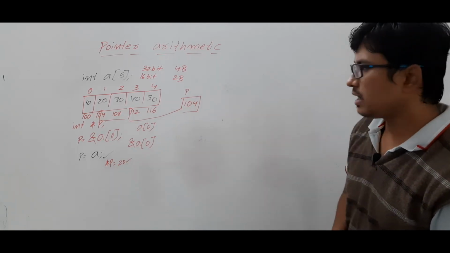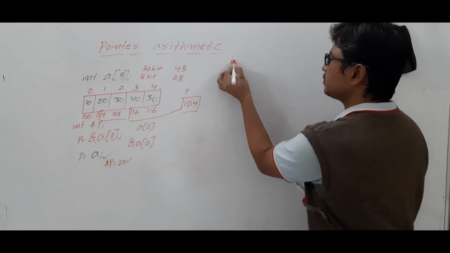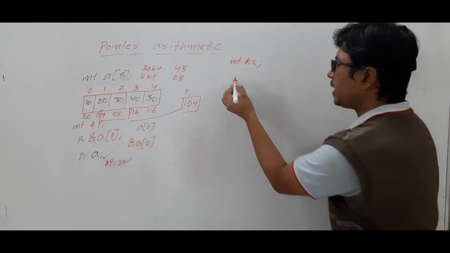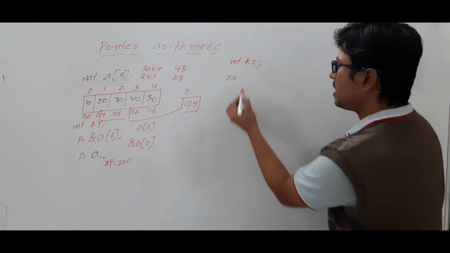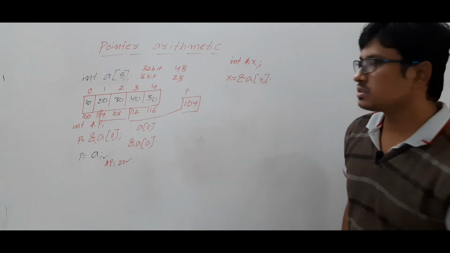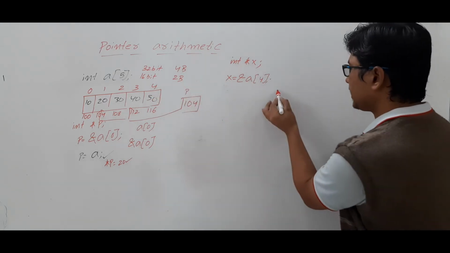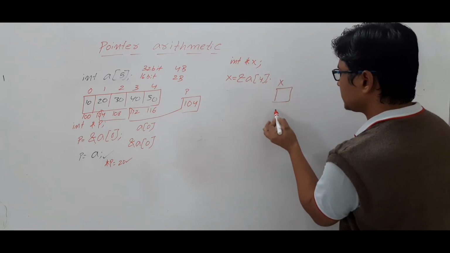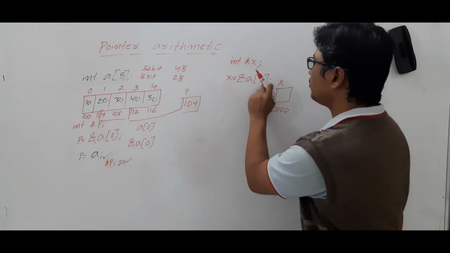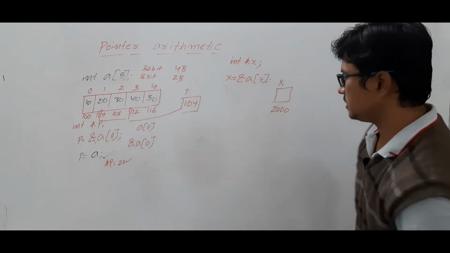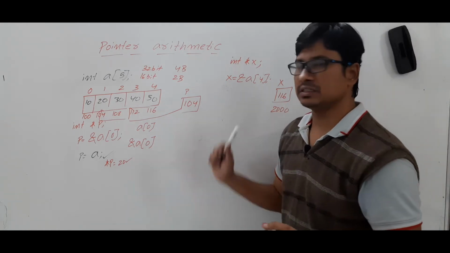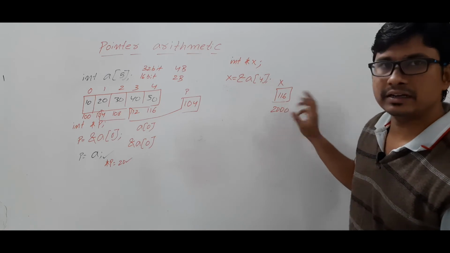Now let's take that I have taken another integer pointer which is x. Okay, is it clear? Now I am writing x is equal to ampersand of a of 4. Can you tell me what address will be there in this variable x? Now let's take that this is in some 2000 location. Now a of 4, ampersand a of 4, which is 116. So 116 address will be stored here. Now p is having the value 104, x is having the address 116.